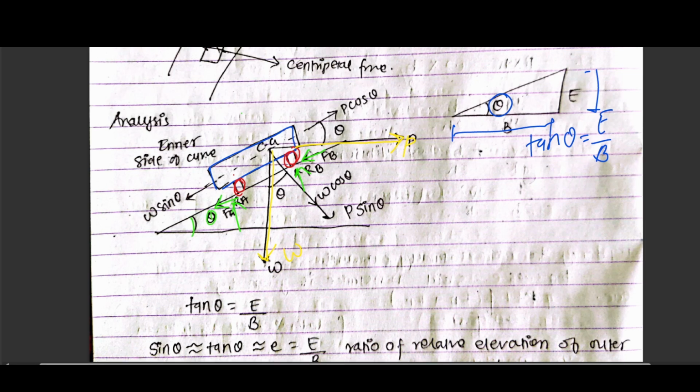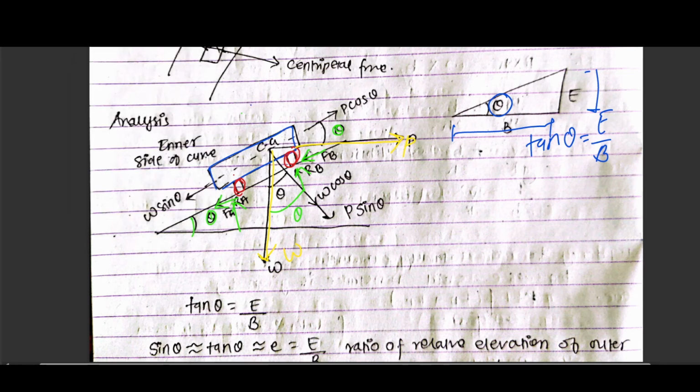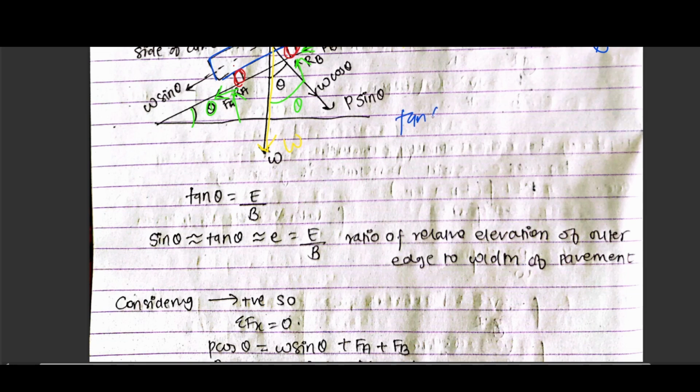So on resolving, this will also be theta, and this angle would be theta. We know about it, right? We have read much about this kind of resolution. Let's move forward. So tan theta equals E by B. Theta is very, very small, so it can be taken as theta equals E by B, and theta is basically the super elevation. Super elevation is basically an inclination, that is theta.